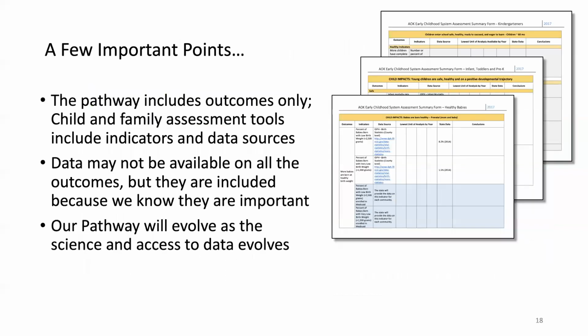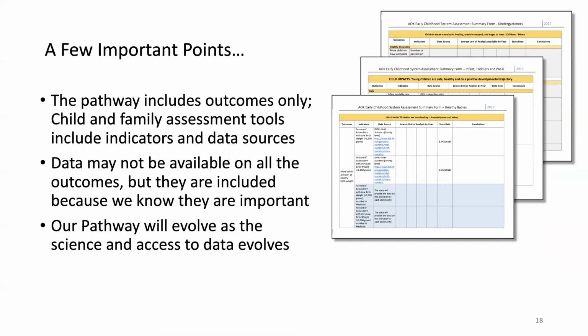What I will tell you right now about the child and family assessment process is that the tools you're going to get in that part of the process are where you'll find the specific indicators and data sources for the outcomes in the developmental pathway. These are shots of the 2017 tools. These will be adapted for the next time we use them because of some recent updates we've made to the developmental pathway. I do also want to note that there may not be data available on all the outcomes in the developmental pathway.